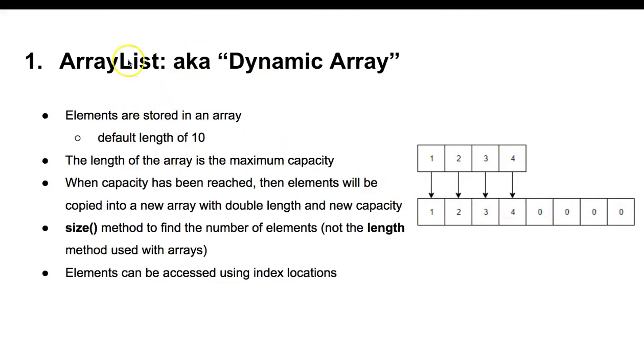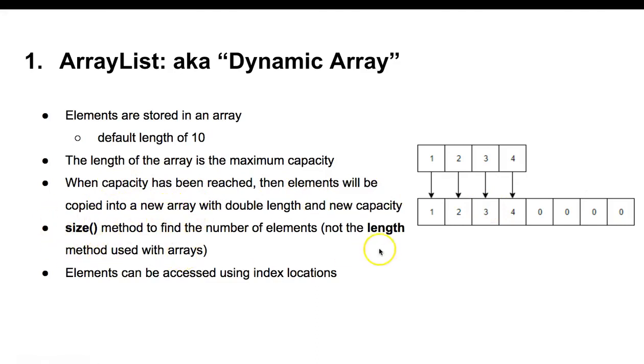When we first create an array list, if you don't provide a specific length, it's going to create a length of 10 by default. The length of the array is going to be indicating the maximum capacity, right? This was a capacity of 4. This is now a capacity of 8, and now we only have 4 elements, so there is more room to add. And of course, like I mentioned, when the capacity is reached, the elements are copied to a new array.